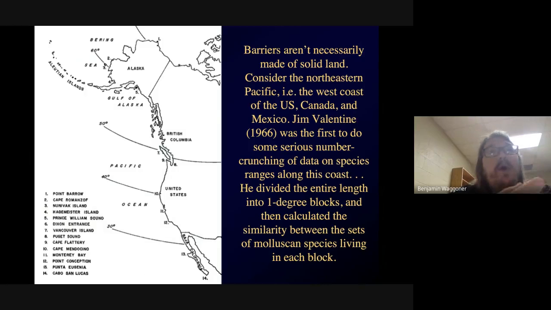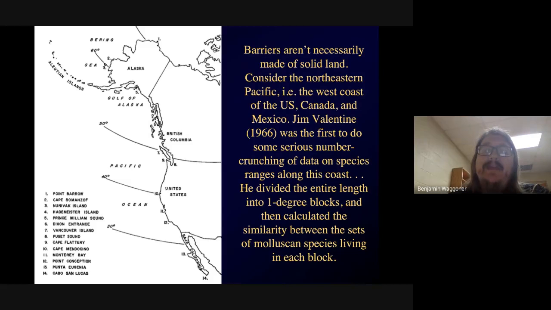The simplest one would be just to calculate the percentage of species that are in common. So if you have two areas with 10 species each, and 7 of the 10 species are identical in both areas, you can say these two are 70% similar. There's actually some reasons why you wouldn't want to be quite that simple. There's some more complicated ways that you can calculate this, but we don't really need to go into that.